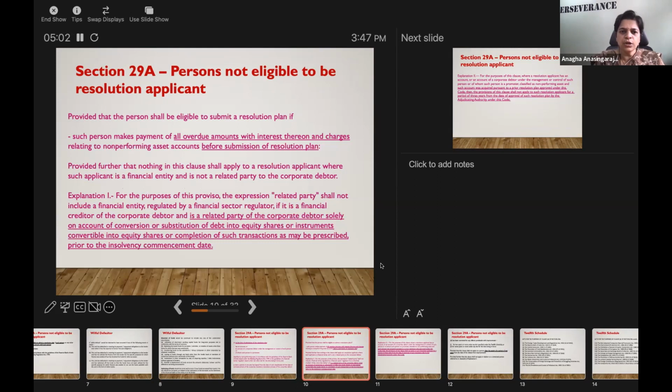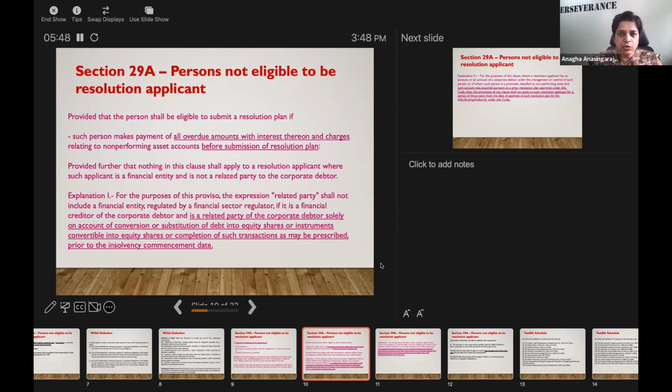provided further that nothing in this clause shall apply to a resolution applicant where such applicant is a financial entity and is not a related party of the CD. Now, if this entity is a financial entity as defined under the Code and is not a related party, then this clause will not apply. And for the purpose of this proviso, who is a related party? So the related party shall not include a financial entity regulated by a financial sector regulator if it is a financial creditor of the CD and is a related party of the CD solely on account of conversion or substitution of debt into equity shares or any other instrument into equity shares, which has been completed before the insolvency commencement date.